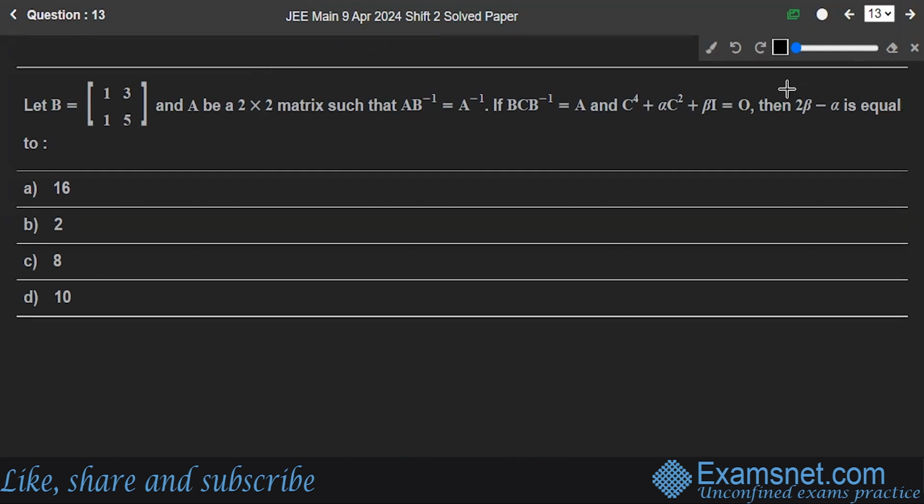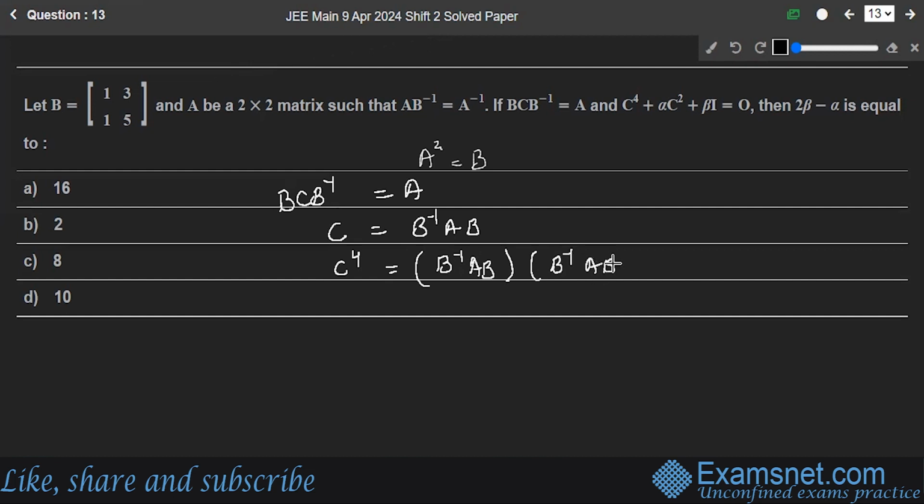That means from here you will have A square into B is equal to, A square is equal to B matrix, right? Because A into B inverse is equal to A inverse. So if I take it on this side, this will give me A square is equal to B matrix. Also, you are given that B C B inverse is equal to A. This gives me C is equal to B inverse A into B, or C power 4 is equal to B inverse A power 4 into B.